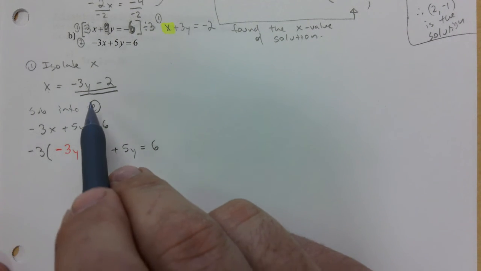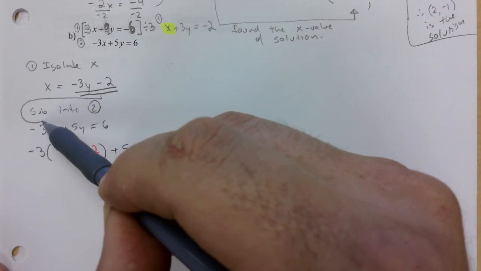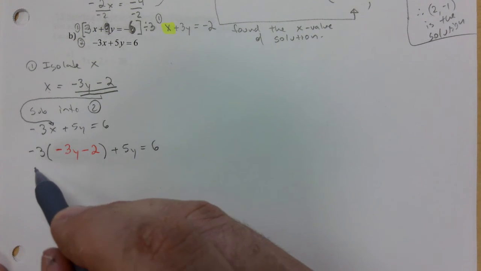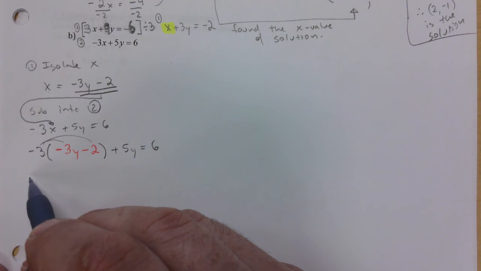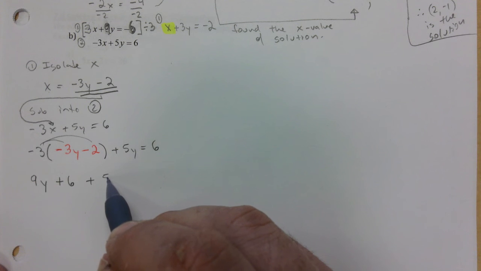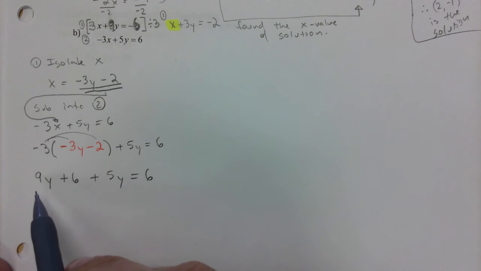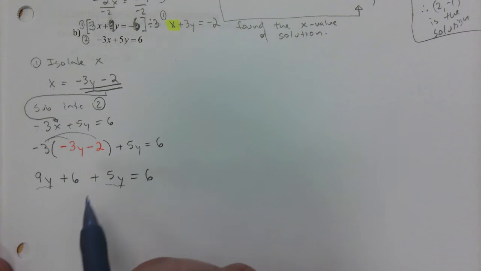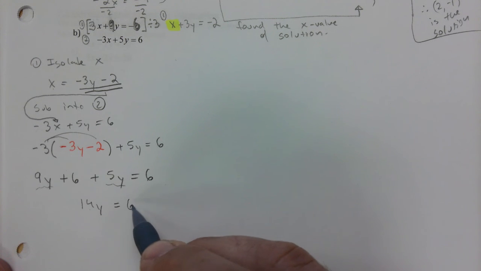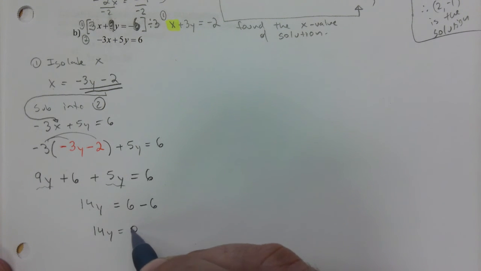So we substitute this. I'll put an arrow into there, okay? And that turns out to be this. Let's distribute that. So that would be positive 9y plus 6 plus 5y is equal to 6. And here you can speed up the tape, right? Because 9 and 5 is 14y. And on the other side, it's 6 that is already here. And this 6 comes over subtracting. So it's 14y is equal to 0.